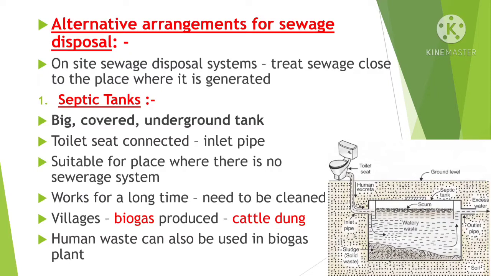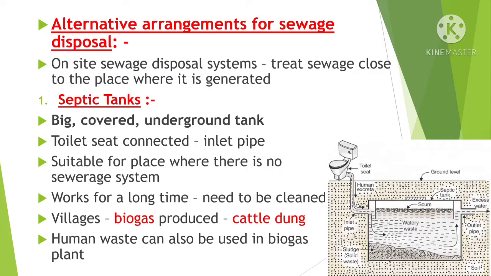So first of all, we will learn about the septic tanks, or we can say the septic tank toilets. A septic tank usually consists of a big covered underground tank that is made up of concrete, and it has an inlet pipe at one end and an outlet pipe at the other end. Like in the diagram also, the inlet pipe is shown and the outlet pipe is also shown.